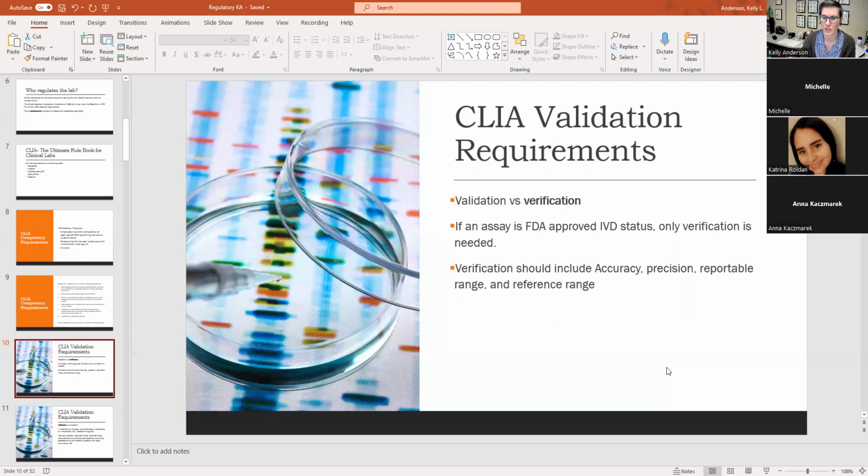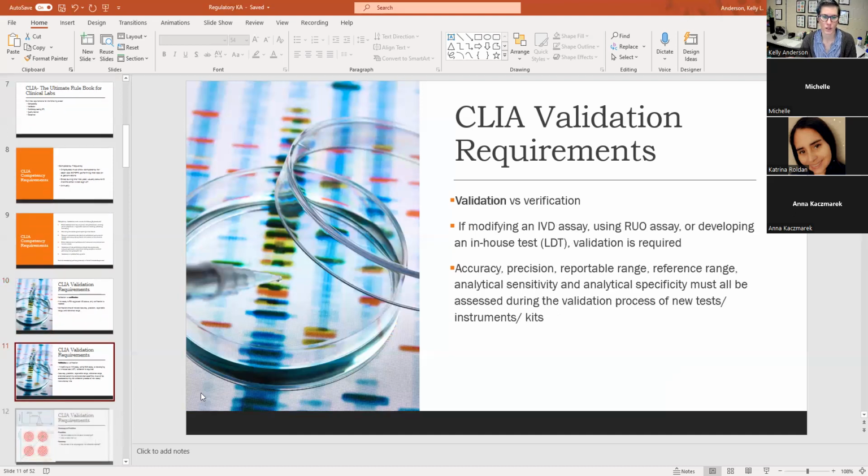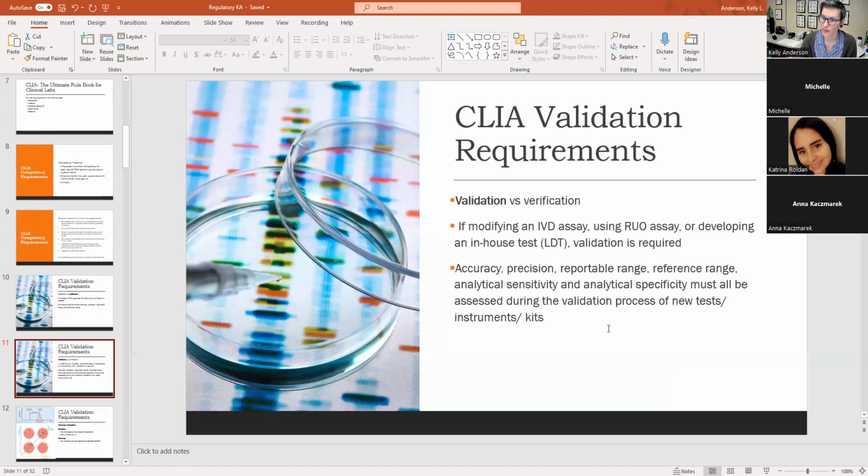So in verification, you need to perform accuracy, precision, reportable range, and reference range testing. Whereas if you're performing a full validation, you need to do more testing than that. So for a validation, if it is not an IVD test, so an RUO assay, or you develop your own in-house test, or if you modify an IVD test in any way.